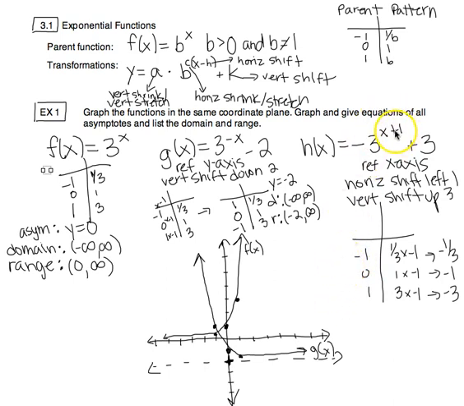So we always start with our shifts. It says shift left 1 and up 3. So from the origin, left 1, up 1, 2, 3. So I'm going to make my little plus sign here. This is where I'm going to start. That's also where I'm going to draw my horizontal asymptote.